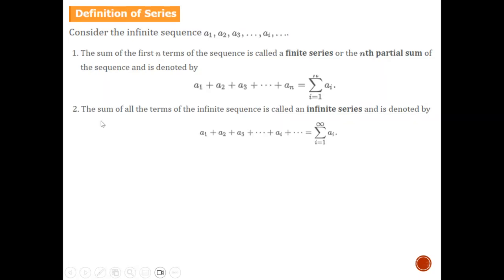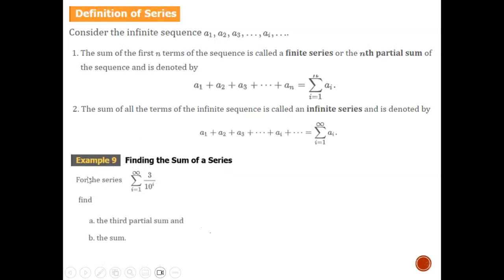Number 2. The sum of all terms of the infinite sequence is called an infinite series and is denoted by a1 plus a2 plus a3 plus ... plus ai and so on. You see, it continues, guys, because it goes all the way to infinity. You start with 1 and it goes to infinity. That's why this is called an infinite series.